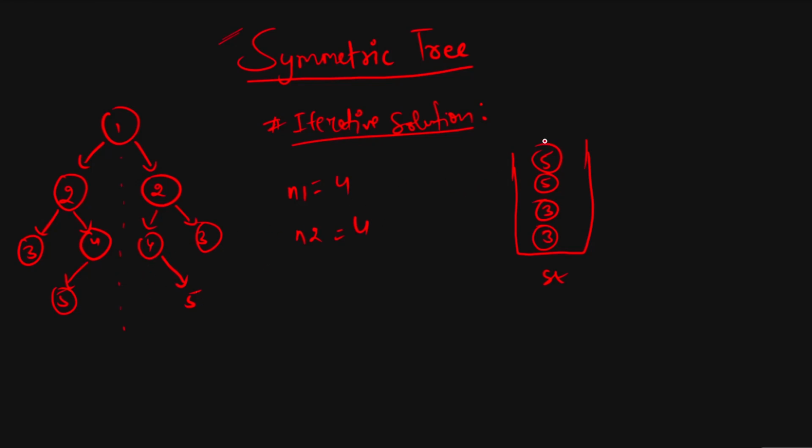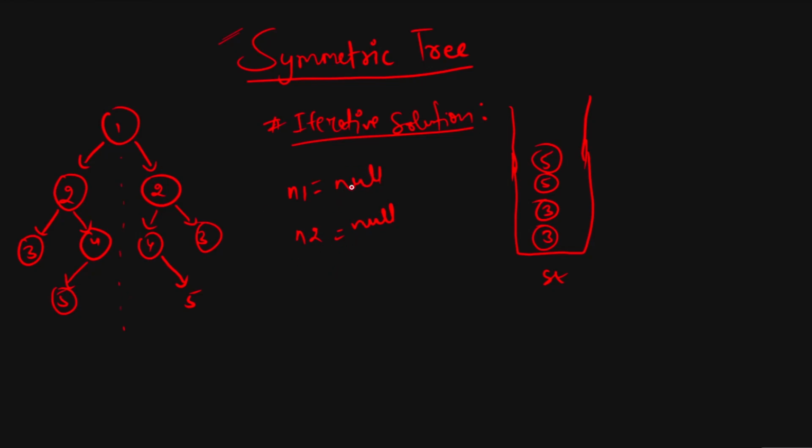Both of them are null, so null and null. Now you can see that both of them are null. If I pop, I will get null. So n1 is null and n2 is also null. If both of them are null, then I do not have to check anything. If only one of them is null, then I will return false.